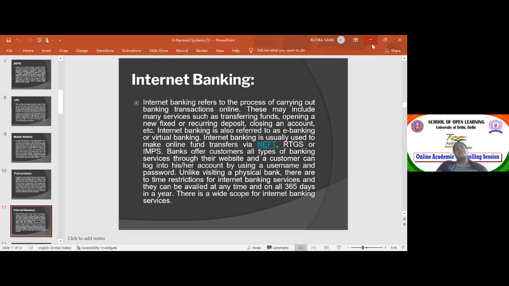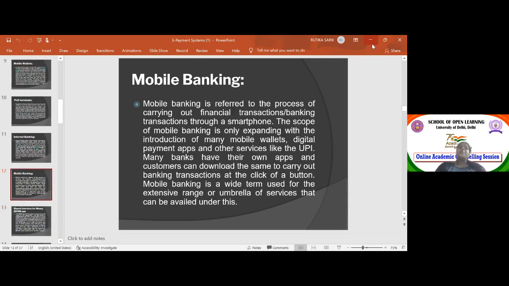Next is the mobile banking. Mobile banking is just like the internet banking, but now you are using your mobile phone to access your login ID, and using your login ID and password, you are logging into your website. So everything is just the same here, but you are using your mobile phone.